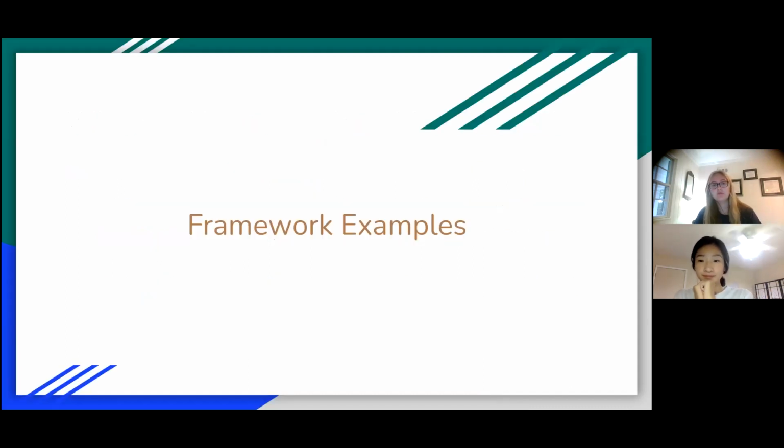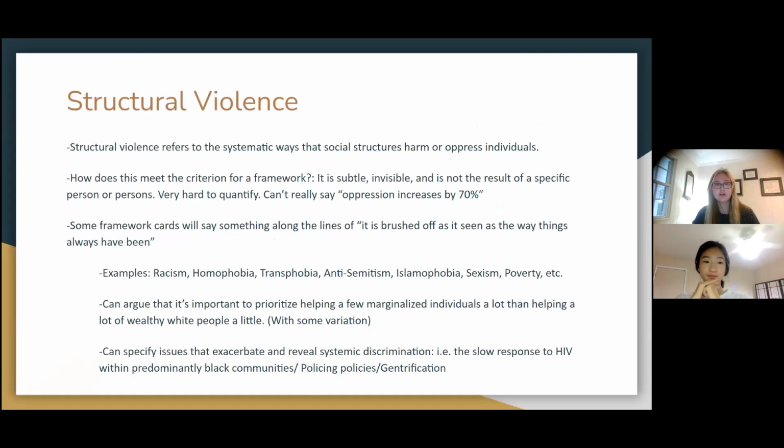So here are some examples of things that are a framework. Probably the most common one that exists in PF is structural violence, which refers to the systematic ways that social structures could hurt individuals, even if it's a smaller group of people. To meet the criteria for this framework, it's an impact that is subtle, invisible, or is not the result of specific people. It can sometimes be pretty hard to quantify. You can't really say oppression increases by 70% when you vote F. So you have to have a separate framework for the increase in oppression, right?